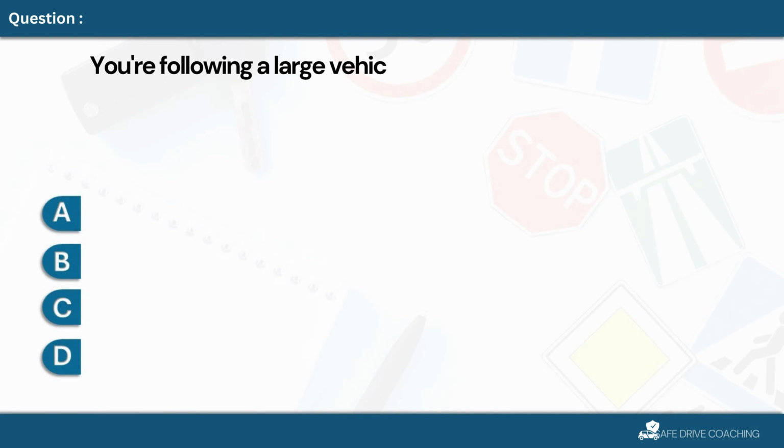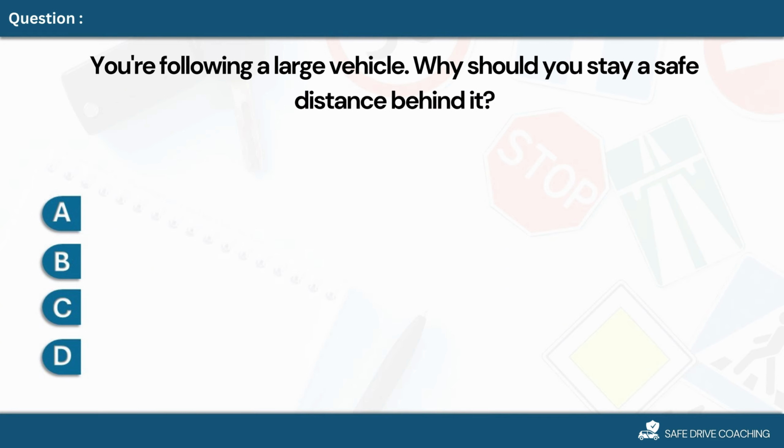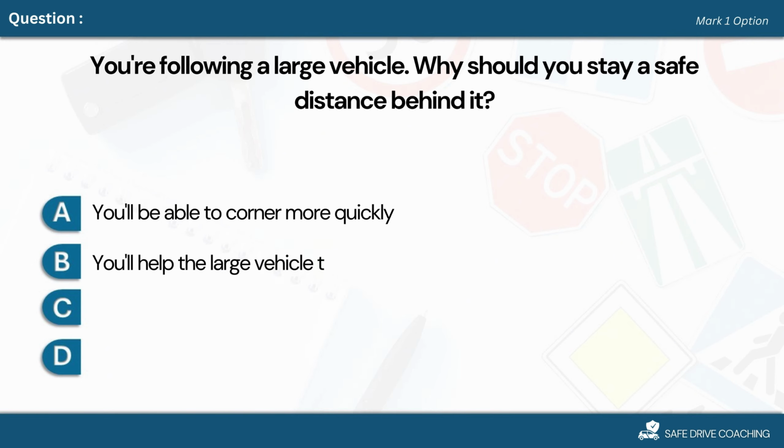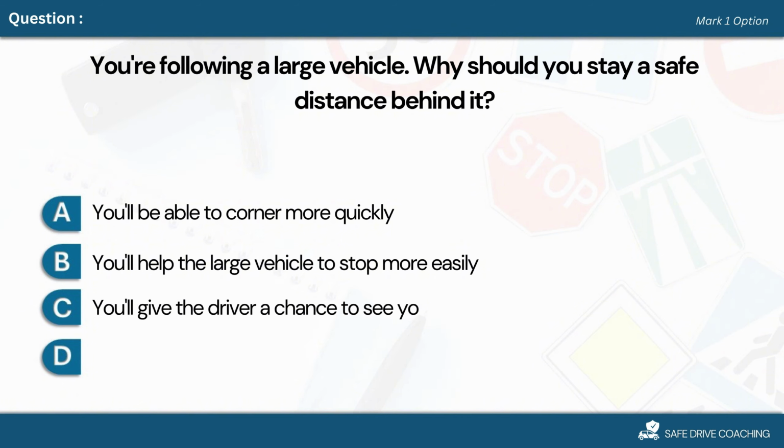You're following a large vehicle. Why should you stay a safe distance behind it? A. You'll be able to corner more quickly. B. You'll help the large vehicle to stop more easily. C. You'll give the driver a chance to see you in their mirrors. D. You'll keep out of the wind better.